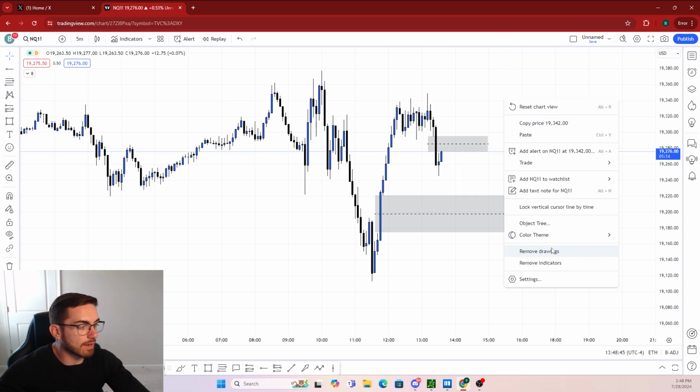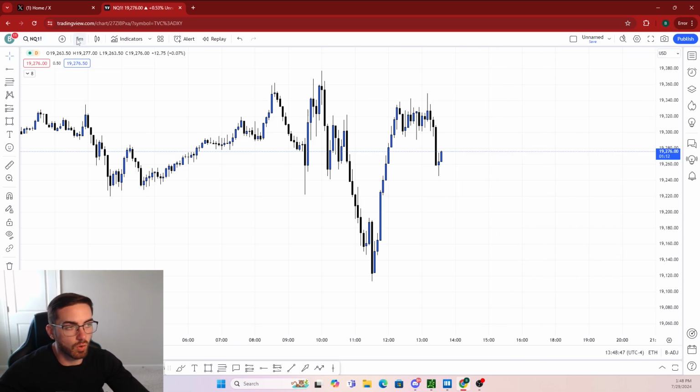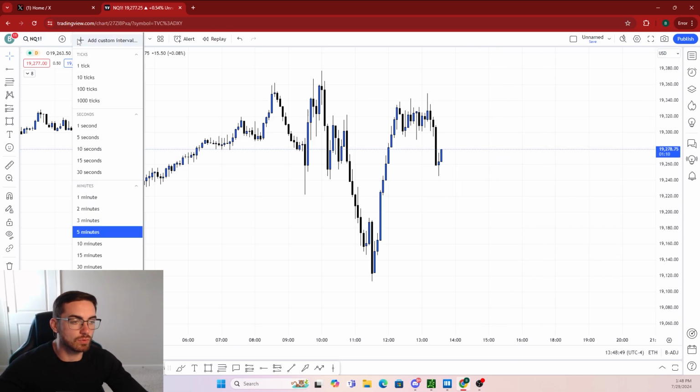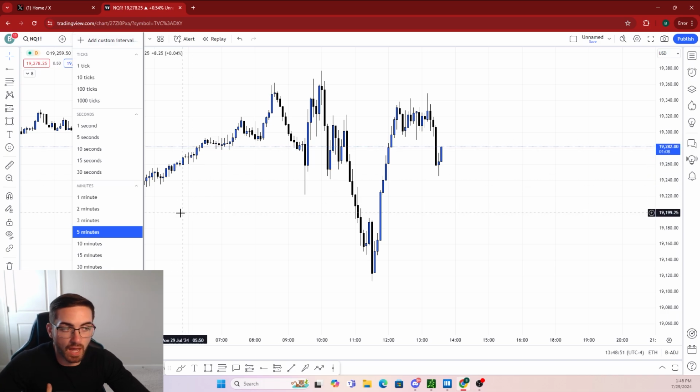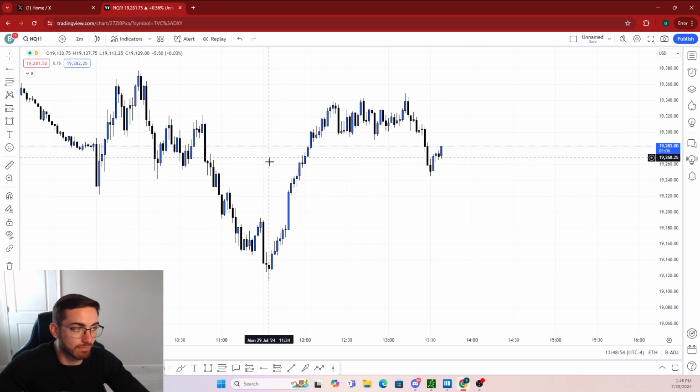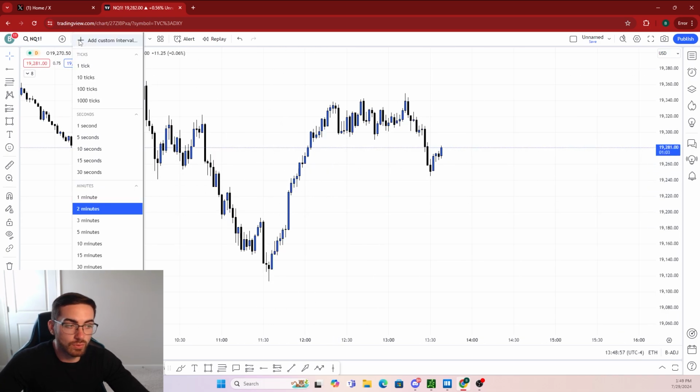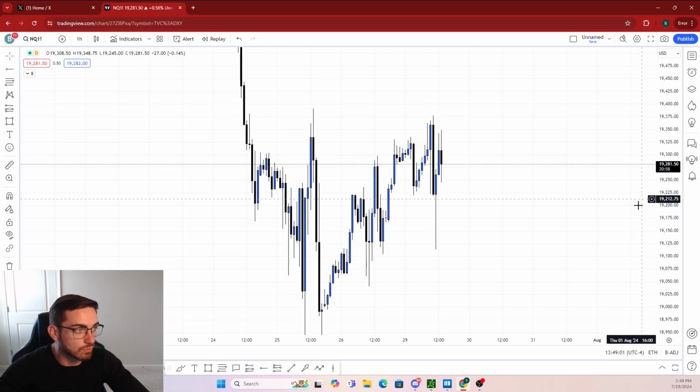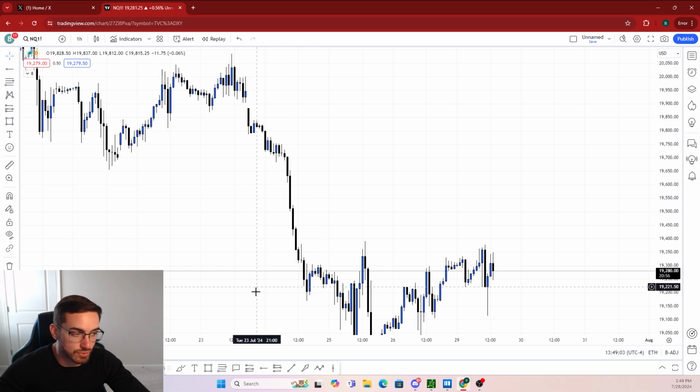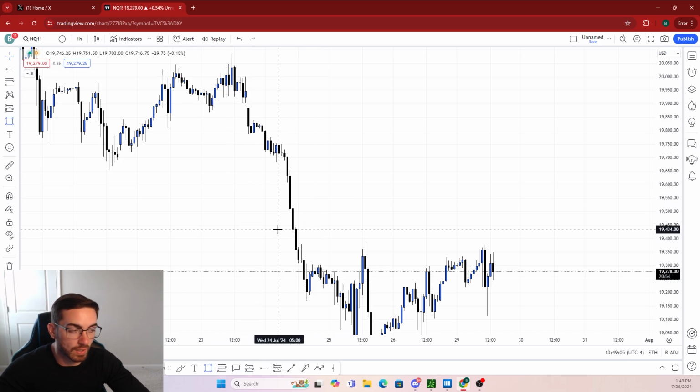Now, the other thing with fair value gaps, because I do get asked this question all the time, is what time frame do you use? So personally, for me, I really only use fair value gaps on the 5-minute or 2-minute time frame, but you can use them literally on any time frame you want. I know a ton of traders that use them on the 1-hour time frame. I know a ton of traders that use them on the 4-hour, the daily, weekly, whatever it may be.